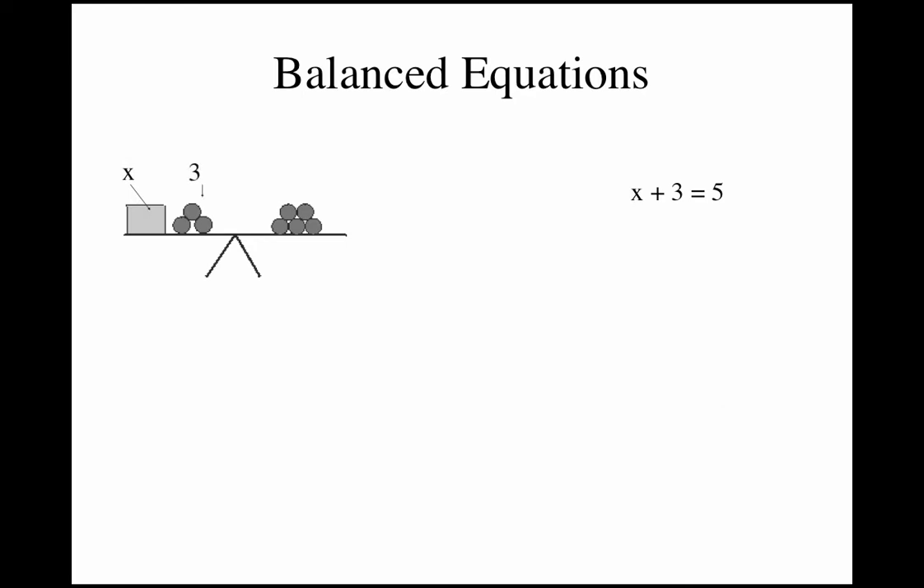So we can see that we've built a physical model that goes with the equation shown at the right. And the equal sign in this case just means that the two sides of the equation balance each other, that they're equal to each other.